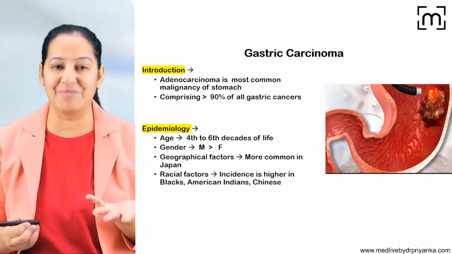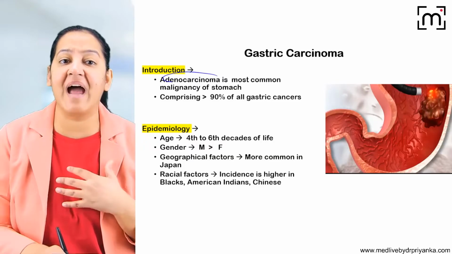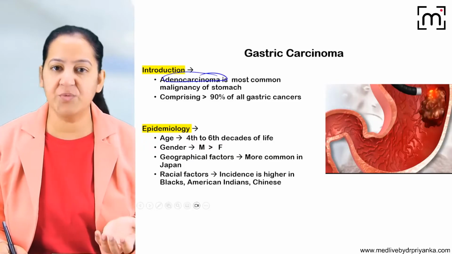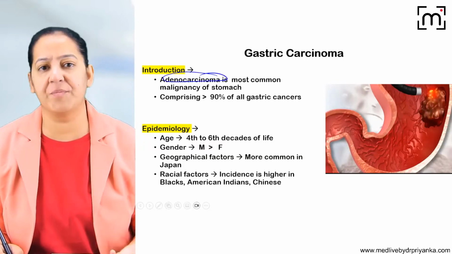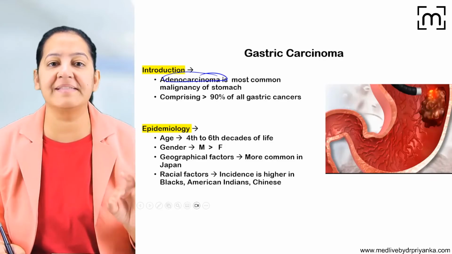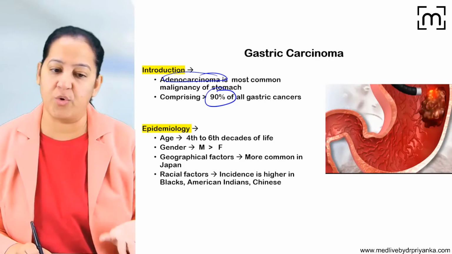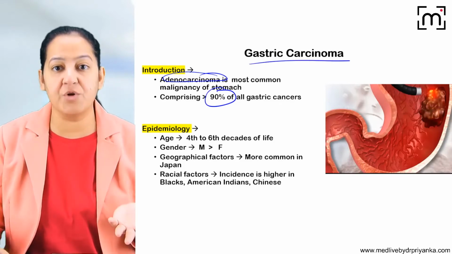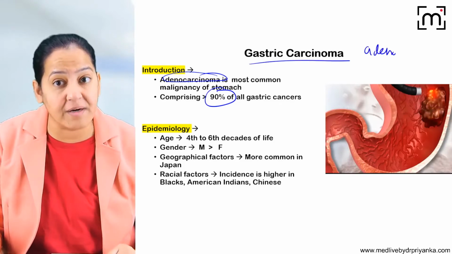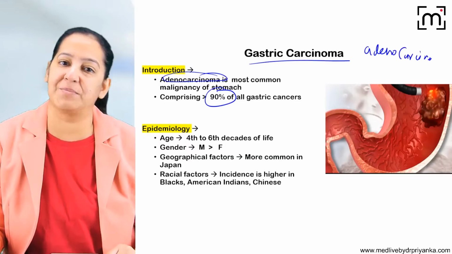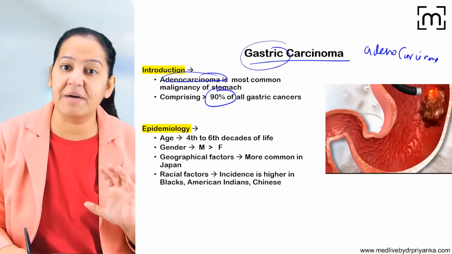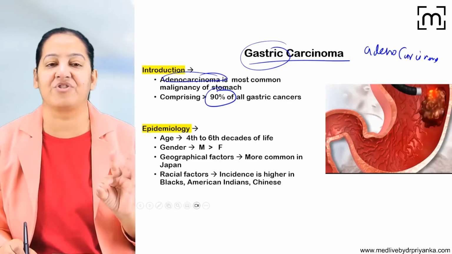What is gastric carcinoma? By gastric carcinoma, I mean the adenocarcinoma of the stomach. There are various tumors in the stomach, maybe gastric lymphoma, other tumors are also there, but the most common is adenocarcinoma. 90% of the gastric cancers are adenocarcinoma only. So if I say gastric carcinoma, I mean adenocarcinoma of the stomach, because 90% of the stomach cancers are adenocarcinoma only. So that is the introduction.